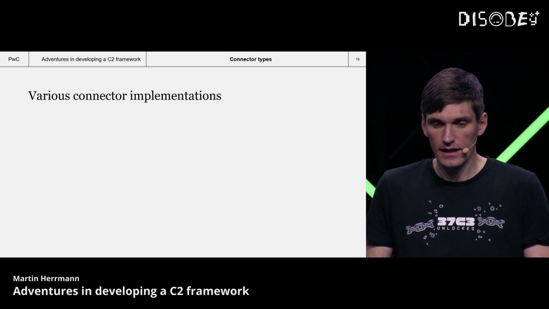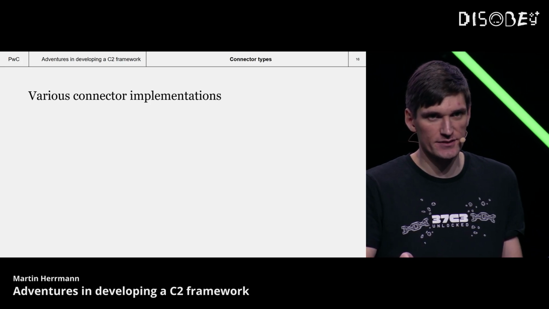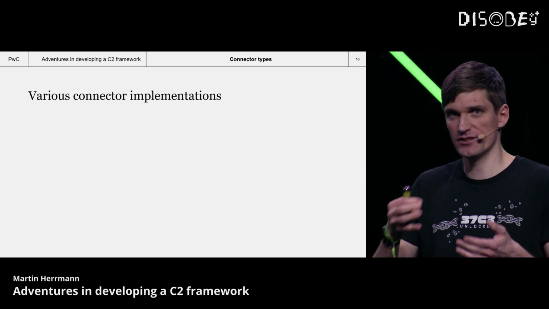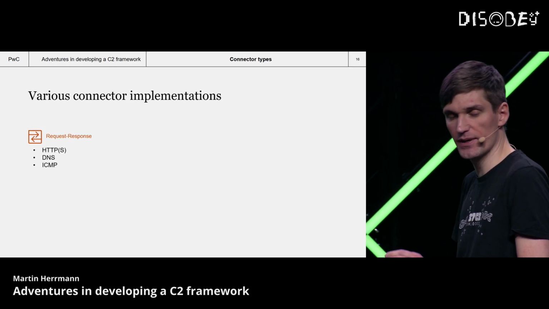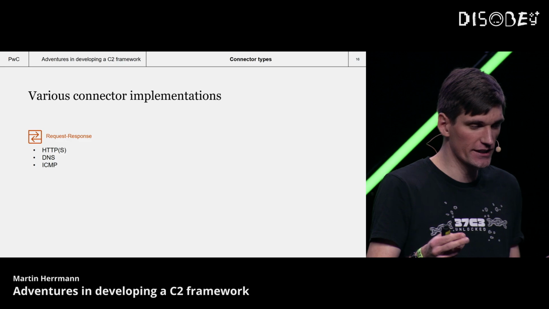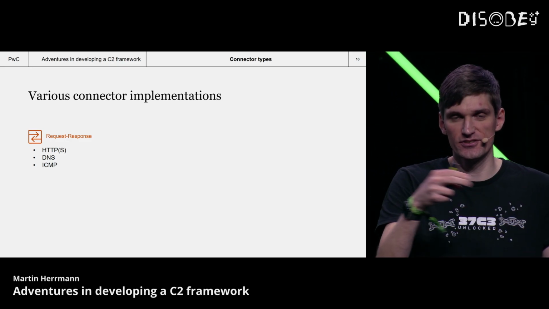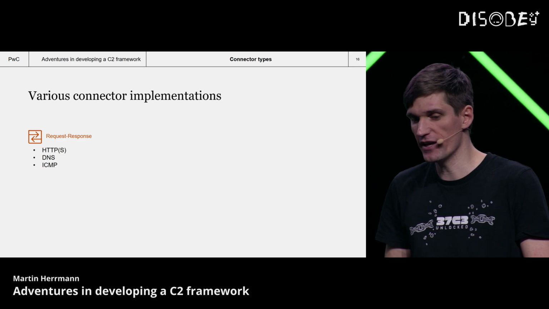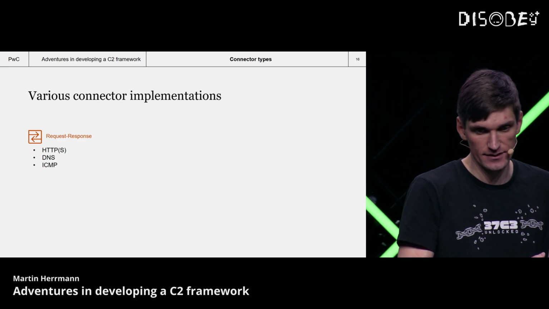So yeah, I already talked a bit about the different connector implementations. Again, connectors are basically those that provide us with the connectivity. And there we have various classes. We have the request-response type connectors. That's basically anything where a server cannot respond unless it has a request to respond to, so it's not full duplex communication. And there, of course, we have HTTP, HTTPS, we have DNS, and we have ICMP.